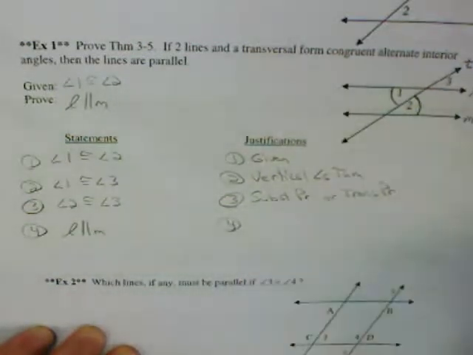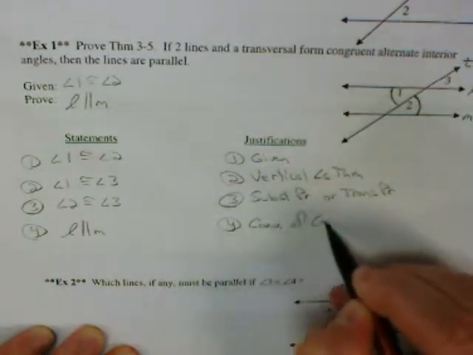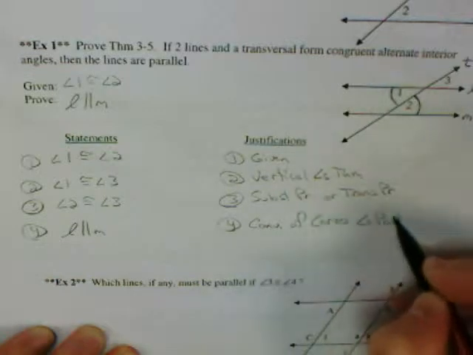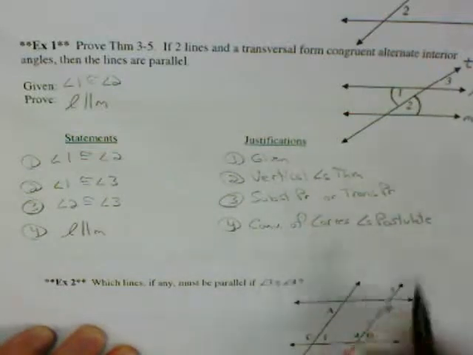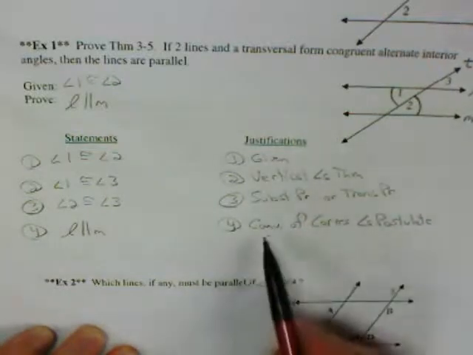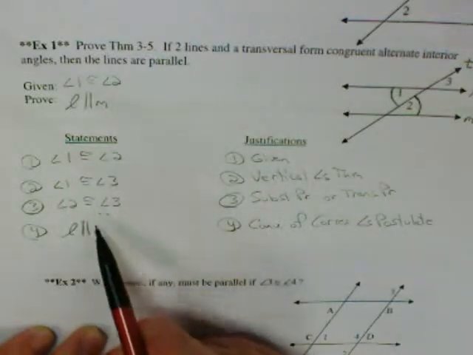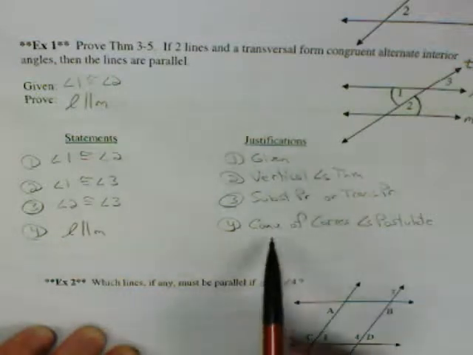And what idea did we just use there? That was the converse of the corresponding angles postulate. And yes, you need to say converse there, because the corresponding angles postulate is not the same as the converse here. We used the converse because we started by knowing that the corresponding angles are equal, and we concluded by saying the lines must be parallel, and that's what the converse says.